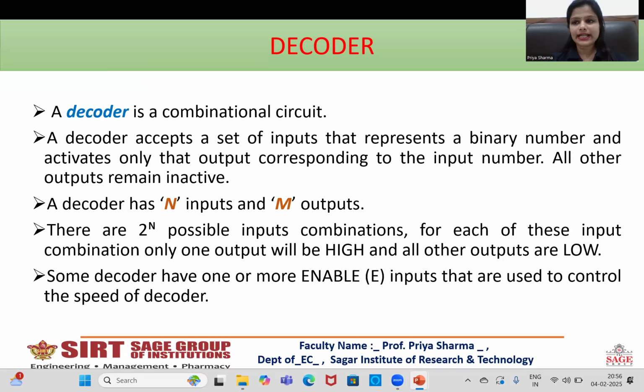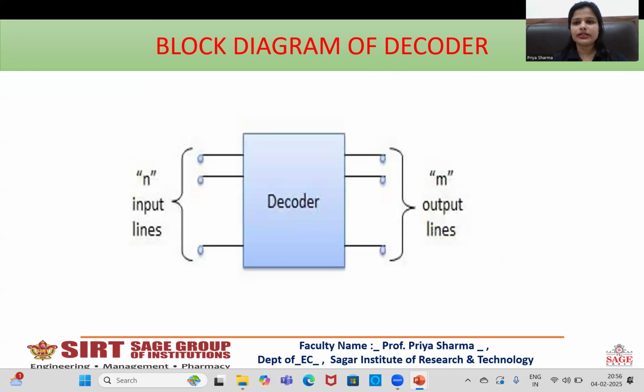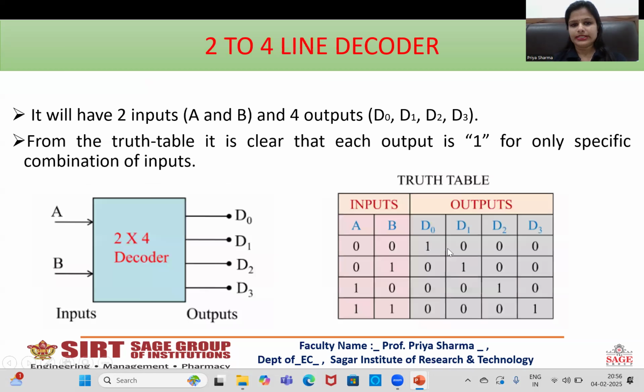A decoder has n inputs and m outputs. So there are 2 to the power n possible input combinations, for which only one output will be high and all other outputs will remain low. Some decoders may have one or more enable inputs that are used to control the decoder. This is the basic block diagram of a decoder having n input lines and m output lines.